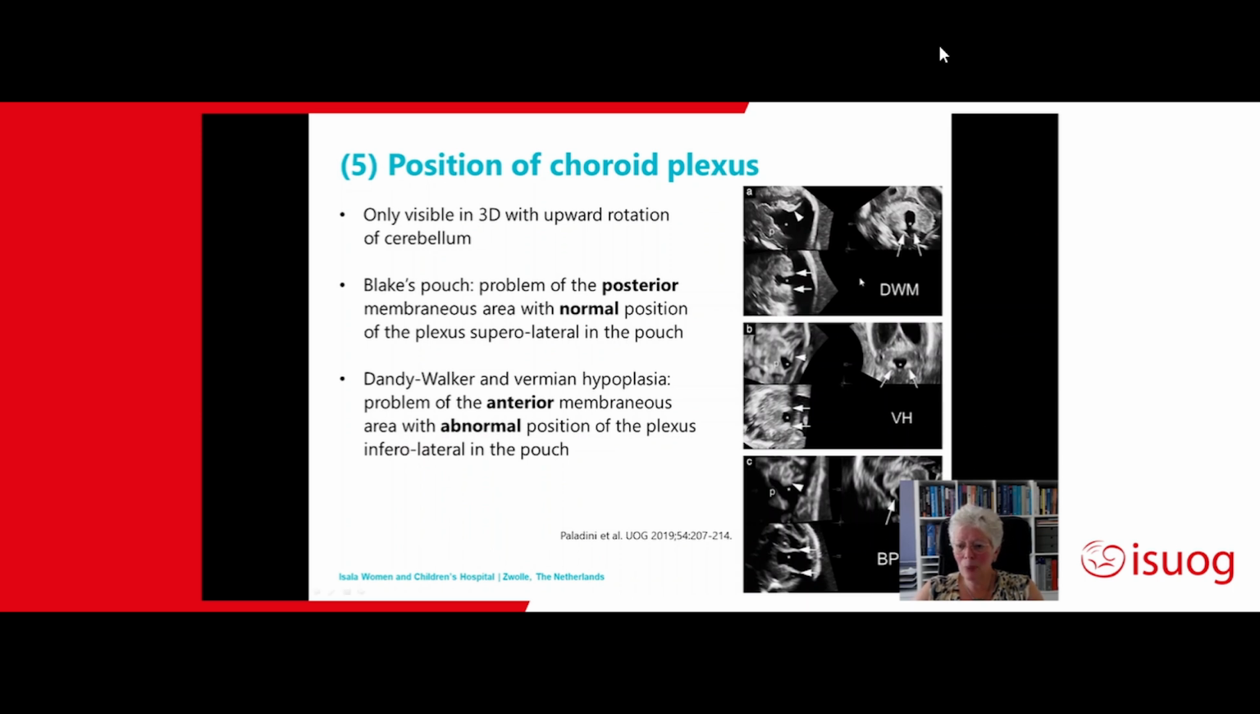If we look at the Dandy-Walker and the vermian hypoplasia, we can see over here the Dandy-Walker malformation. Again, this is the sagittal view, where we can see an abnormal vermis, which is rotated upwards. And if we look here at the coronal view, we can see the cyst over here. And you can see that the position of the choroid plexus is on the inferior part of the cyst. And this is a problem of the anterior membranous area with an abnormal position of the plexus.